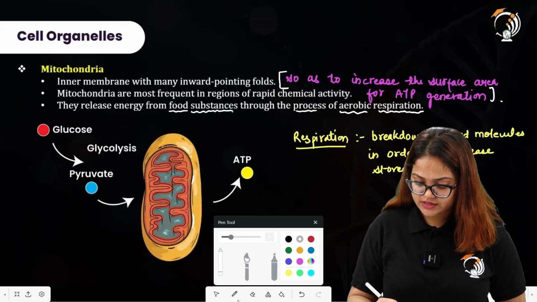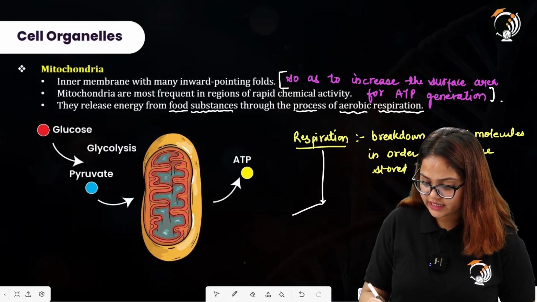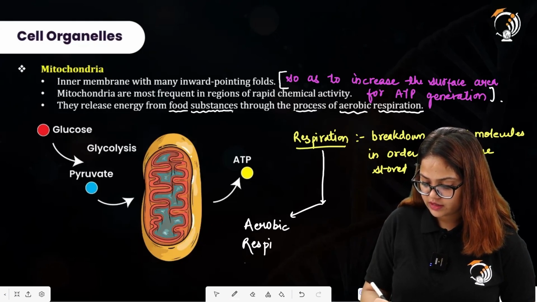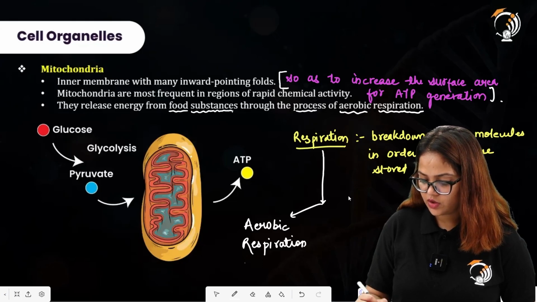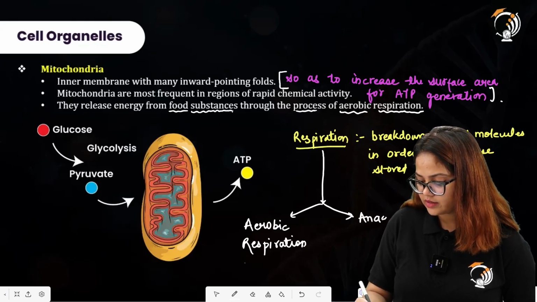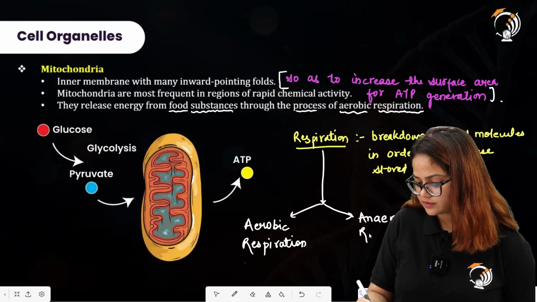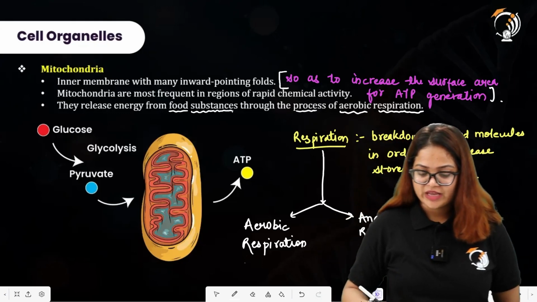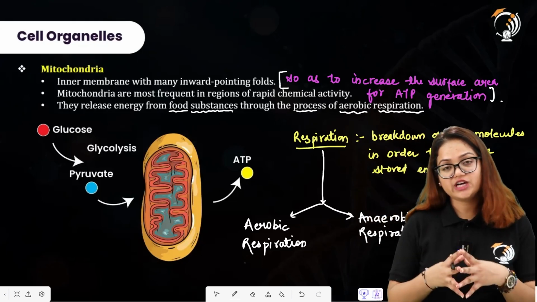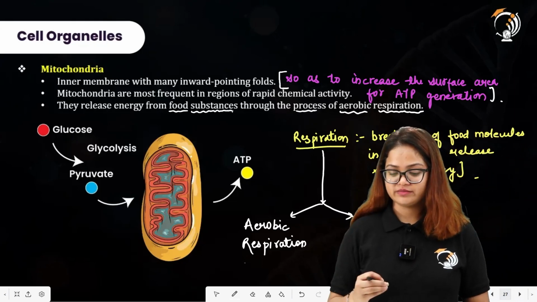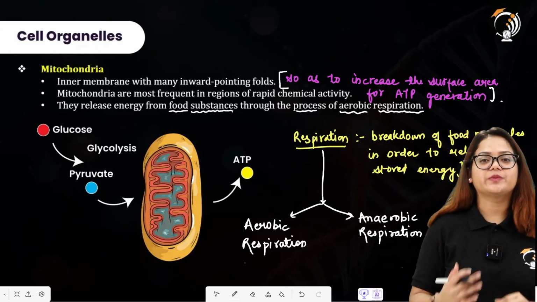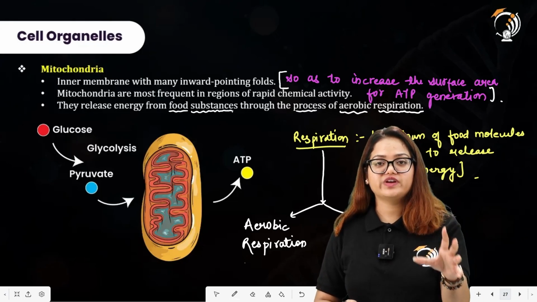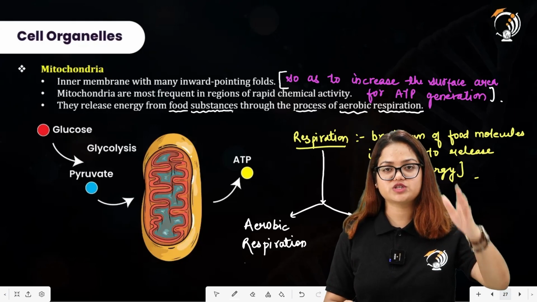It occurs through two ways. It can either be aerobic respiration or anaerobic respiration. By aerobic respiration we mean that to carry out this respiration process it requires oxygen. Anaerobic respiration does not require oxygen to perform this respiration. And how does this happen? Considering mitochondria as the intermediate region for the process of aerobic respiration.